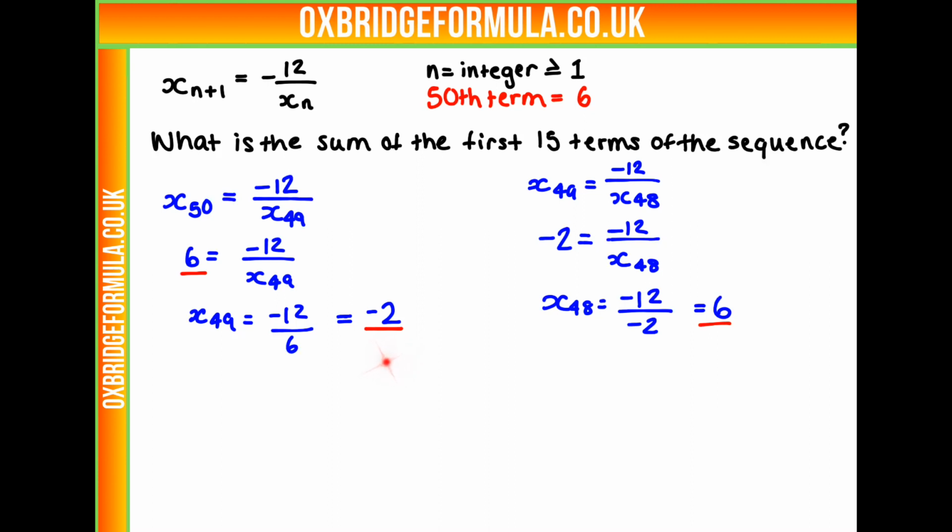So we have a pattern going on. We can say that all of our even terms are going to be equal to 6 and all of our odd terms are going to be equal to minus 2. So we can use that to work out our sum.